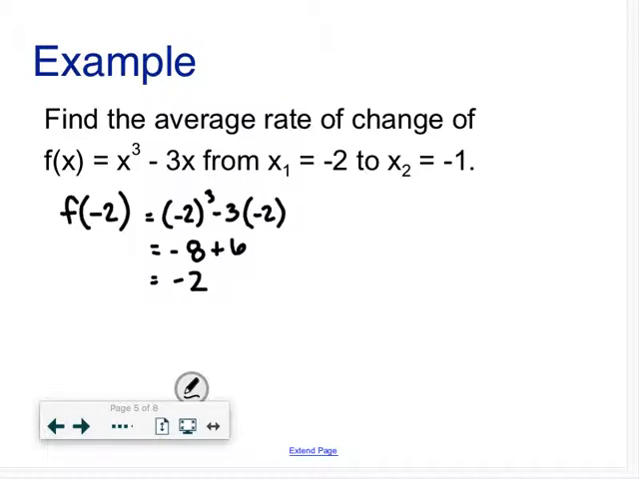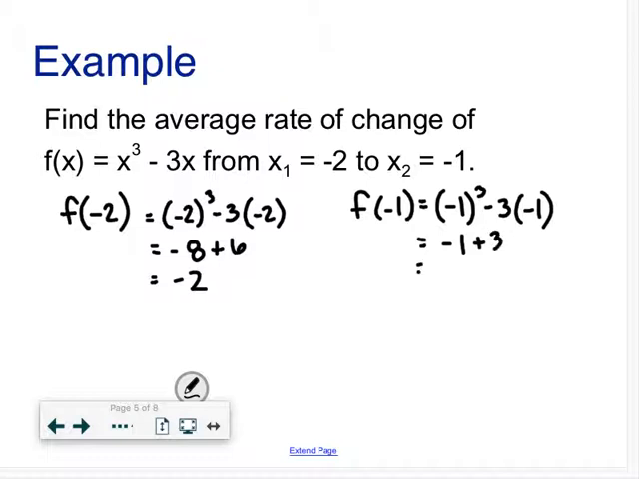Then I repeat that for f of -1. I need the other y value, so I'm going to do f of -1 equals, so now substitute -1 everywhere I see x. That's just what function notation is asking, right? F of x is not a mathematical thing, it's just a fancy way to write y. That'll be -1 plus 3, so that's a +2.